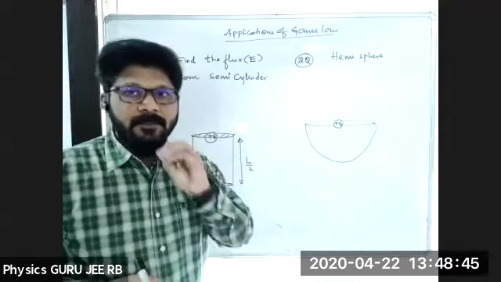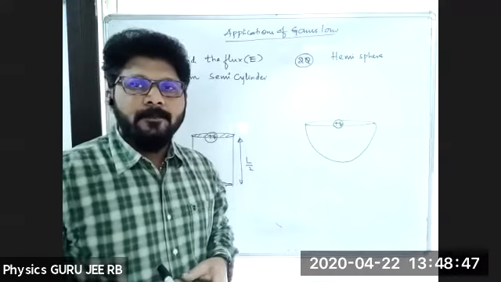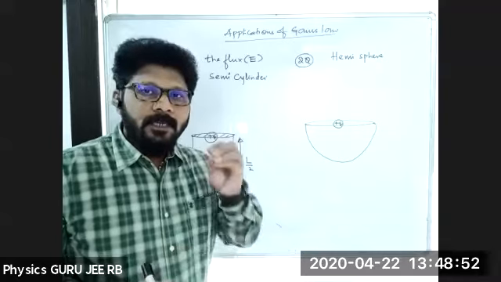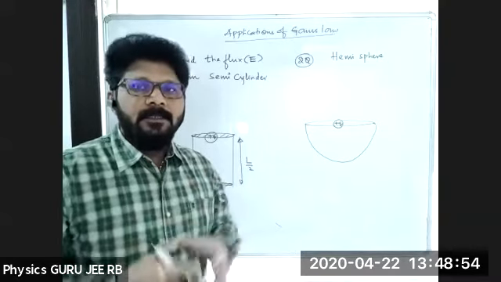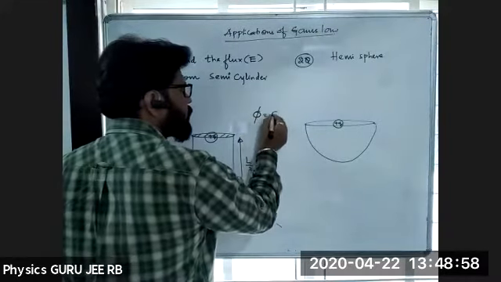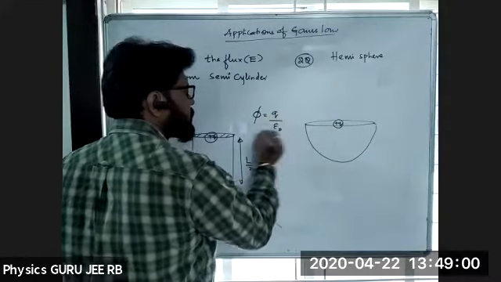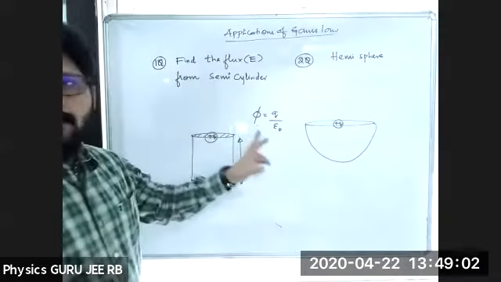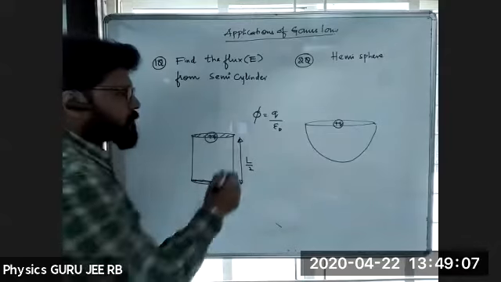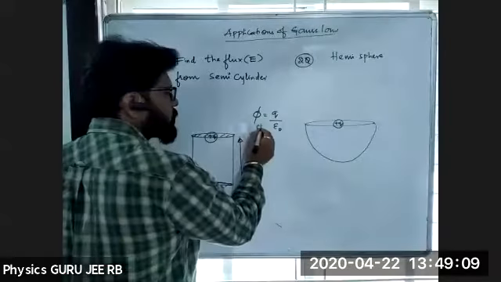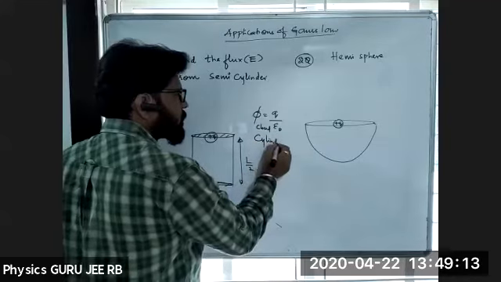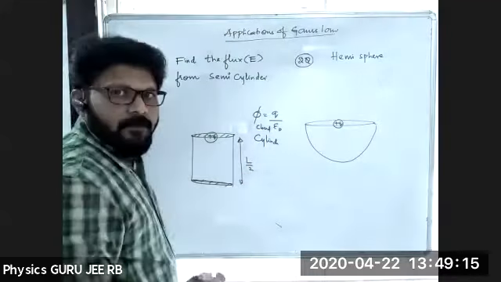When the charge is present, if there are no charges present, then for the closed surface the flux will be 0. When the charge is present at the center, then the flux can be written as phi equals Q by epsilon naught. This is nothing but for a closed cylinder. Closed cylinder, phi is equal to Q by epsilon naught.